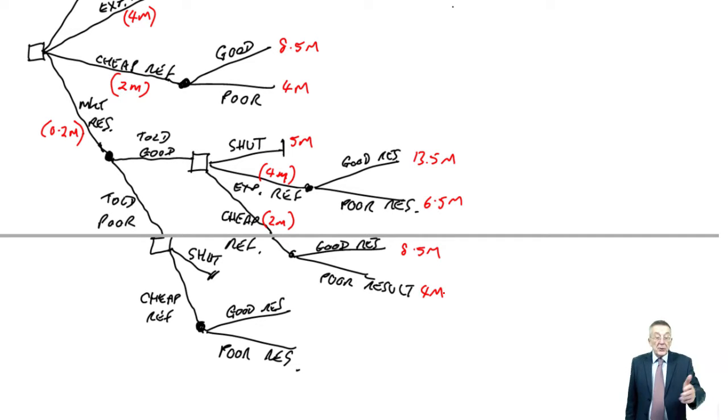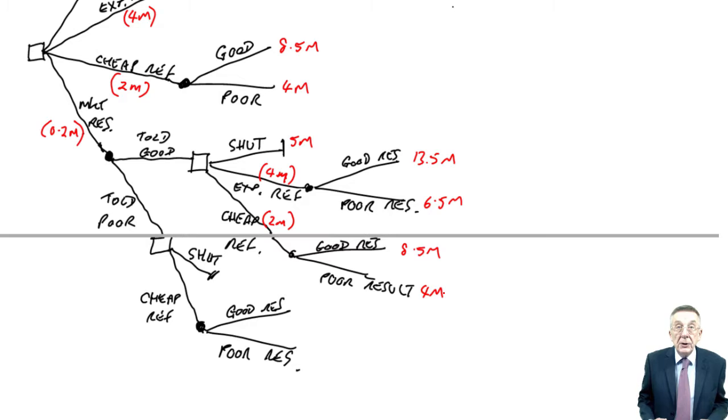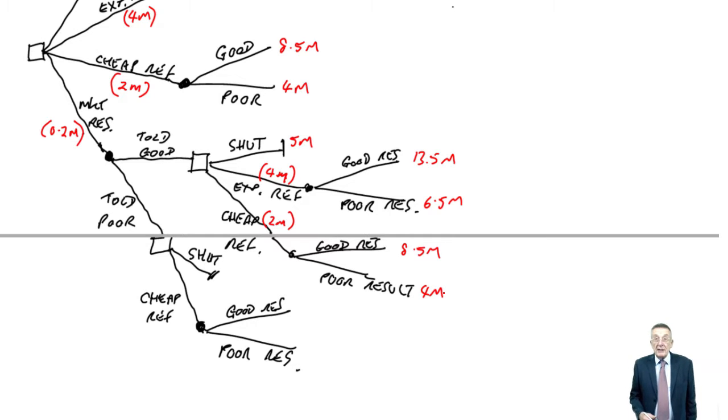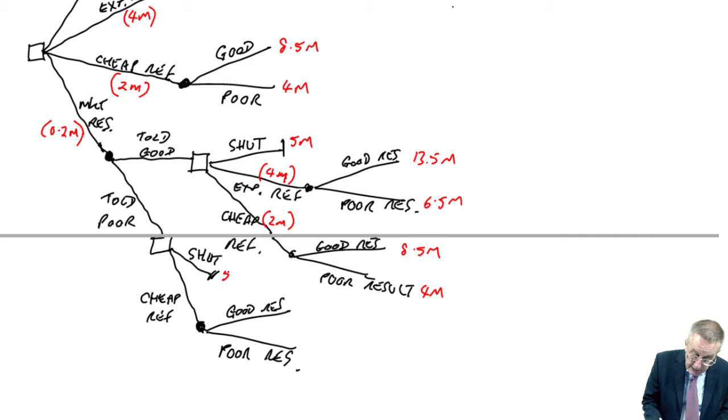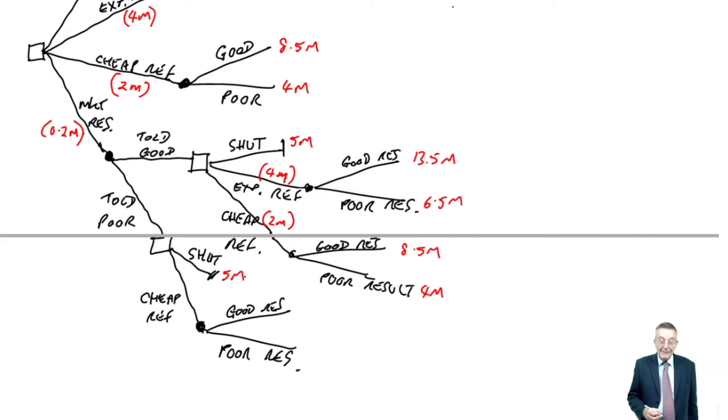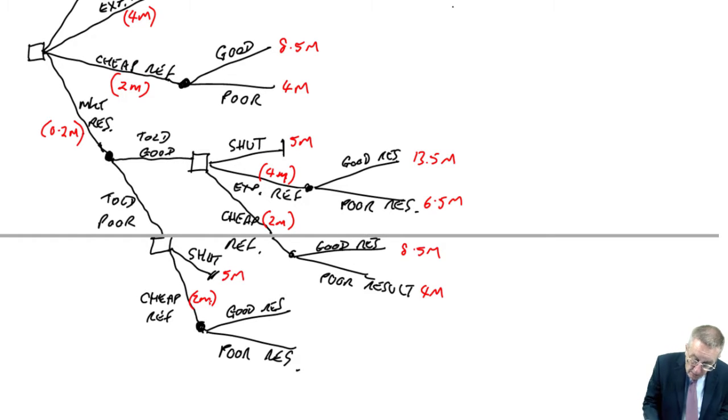Finally, though, suppose we do market research. Again, we've paid out 0.2 million. Suppose they tell us it's a poor result. Then again, we either shut and get back 5 million, or, as it said, we're not going to consider the expensive refurbishment, so we'll do the cheap one. Pay out another 2 million. A good result gives us 8.5 million. A poor result, 4 million.